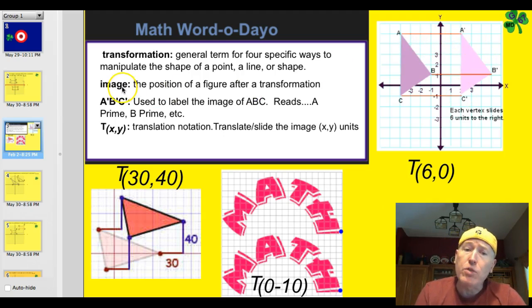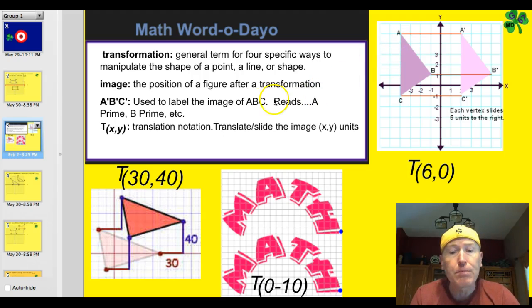The image is what we call the figure after a transformation or after a translation. After it slides, then A, B, C becomes A prime, B prime, C prime. And that's the way you say that. You read it A prime, B prime. Took me a while to figure that one out.